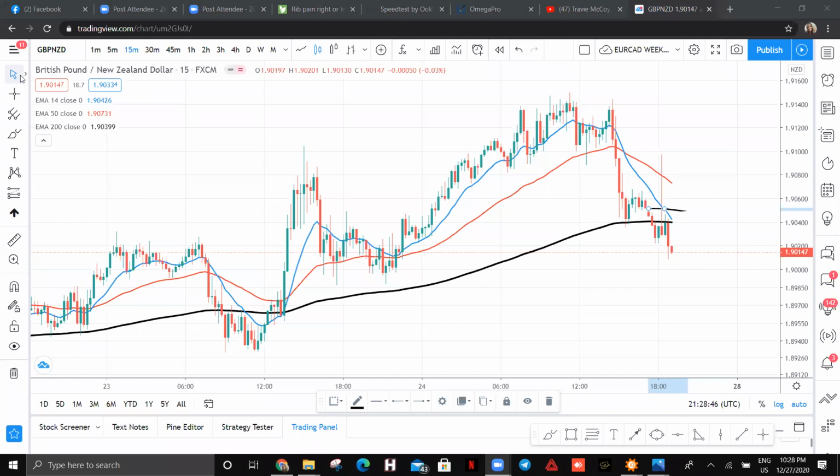Any other question? Please, my recap about the 14 and 50 crossing. No, you can use any color you want to use. You can use any color that you want to use. I just use this color.